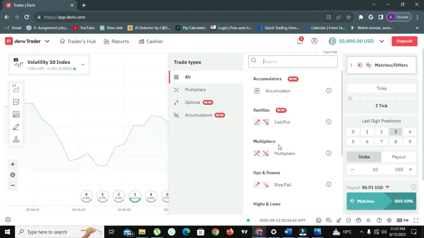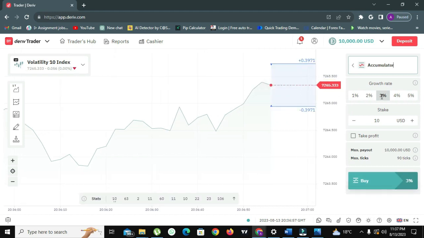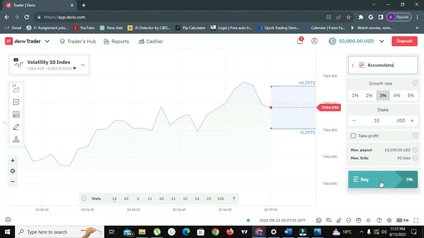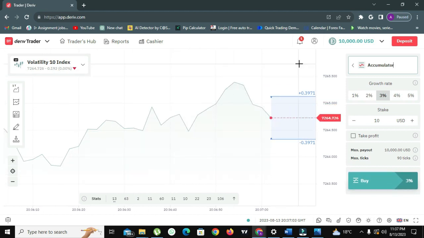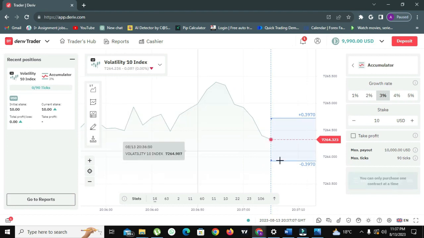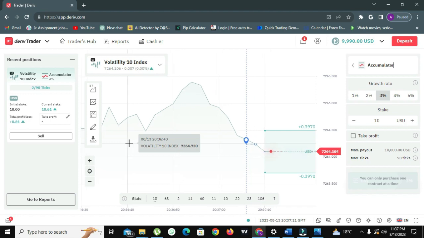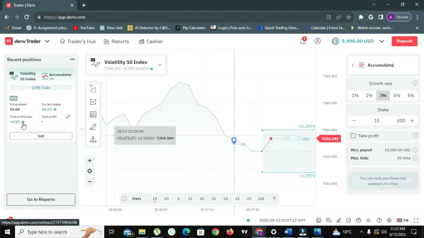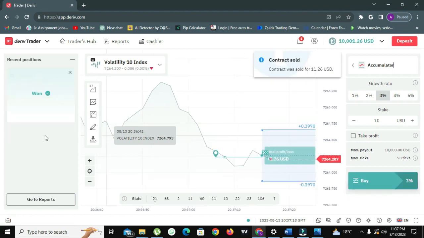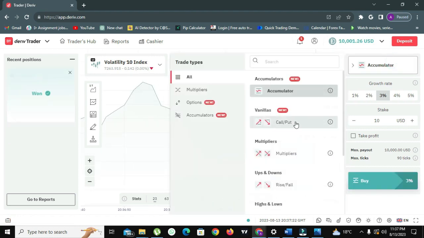Now, for accumulators, if you accumulate 3%, you make money. Let's say, for instance, its direction is up. Let's buy 3%. So if it accumulates 3%, you make money. Like now it's $61, you can just sell here. You've made $1, for instance. You see, you've won. Those are accumulators.